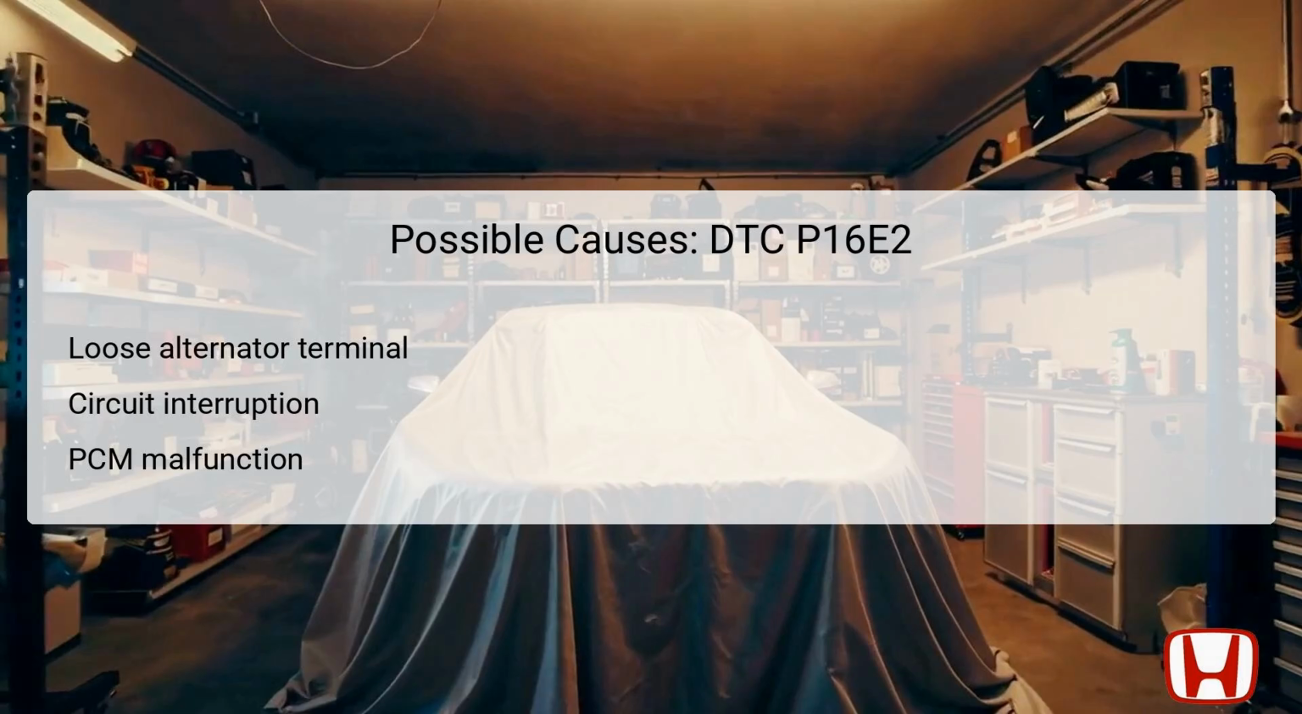This could occur due to wear, physical damage, or improper installation of the wiring. Lastly, a malfunctioning Powertrain Control Module, PCM, might mistakenly signal a communication error due to internal faults. Identifying and addressing these potential causes is critical to resolving the DTC P16E2 effectively.